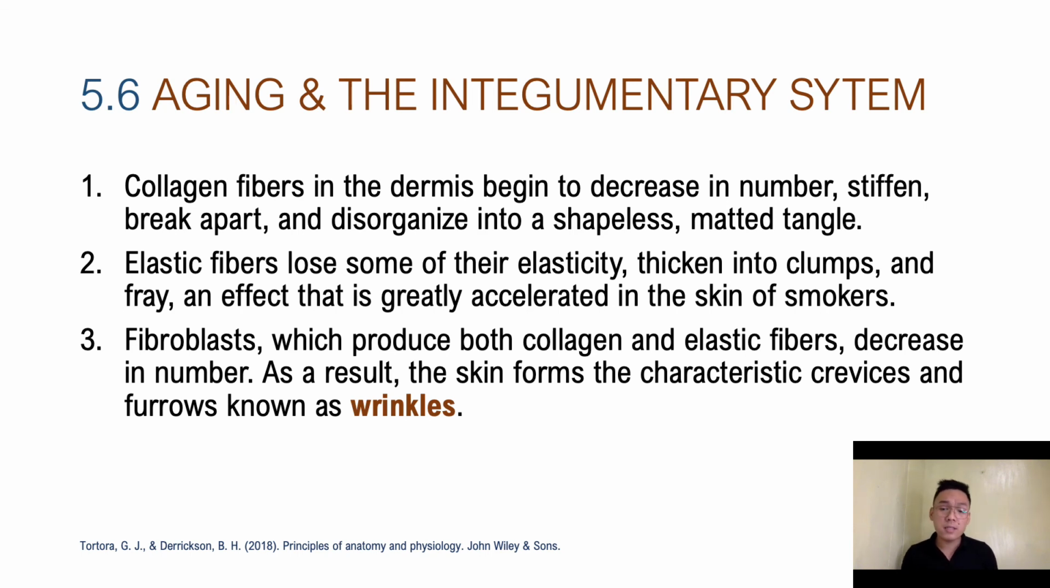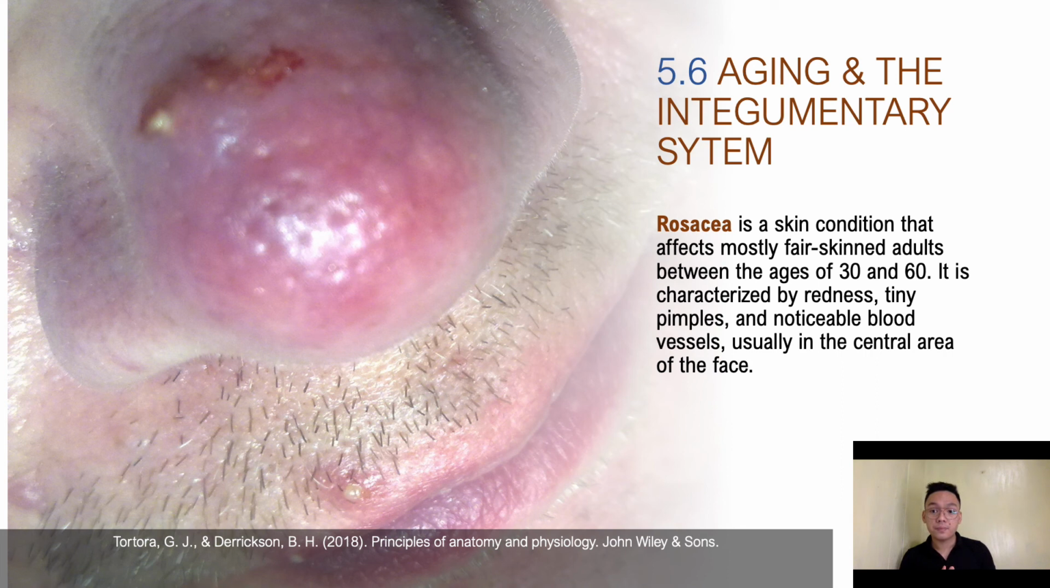With the onset of old age, skin heals poorly and becomes more susceptible to pathogens and conditions such as skin cancer and pressure ulcers. Rosacea is a skin condition that mostly affects fair-skinned adults between the ages of 30 and 60. It is characterized by redness, tiny pimples, and noticeable blood vessels, usually in the central area of the face.